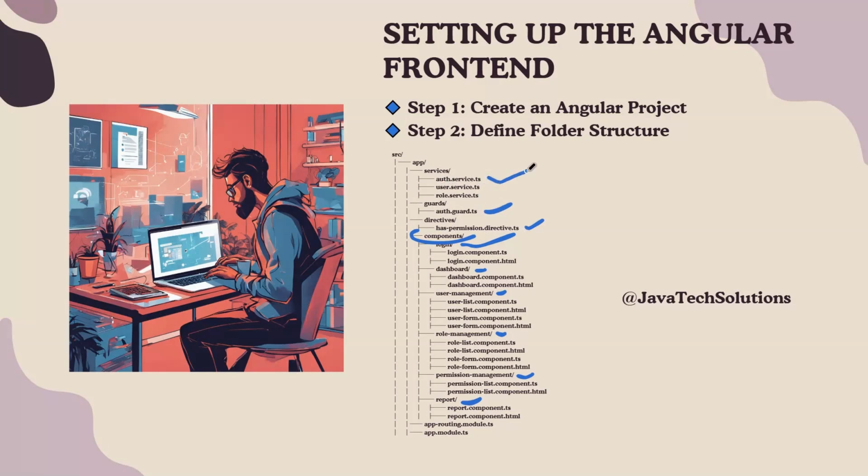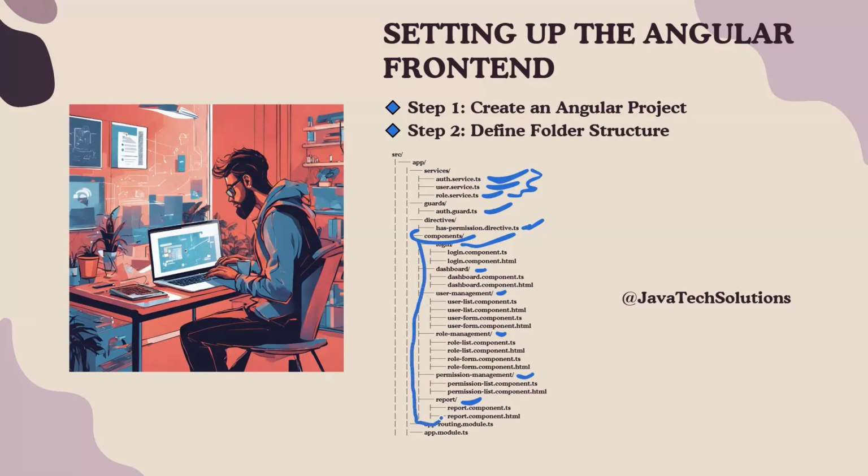For the services, internally they talk with the backend APIs. The logic for calling those APIs using HTTP is kept in the service layer. This auth service is related to login. For user related operations we have the user service, and for role related things we have the role service. So these three are the service layer. This is the guard, this is the directive, and these are the components.